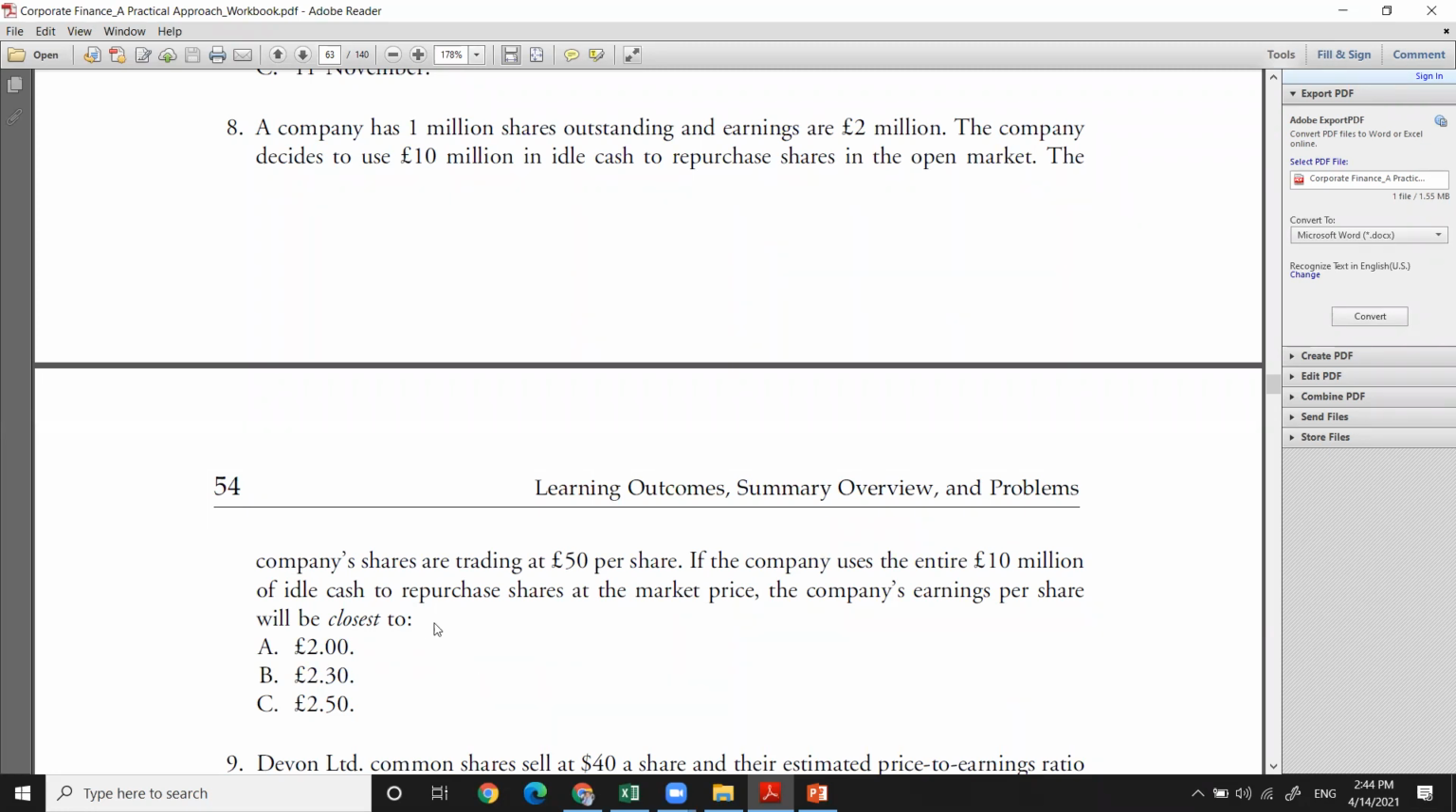So EPS before buyback is equal to, following the previously shown formula, earnings of 2 million divided by the number of shares outstanding, which is 1 million. That would give us $2 of EPS before buyback. Okay, this is before.